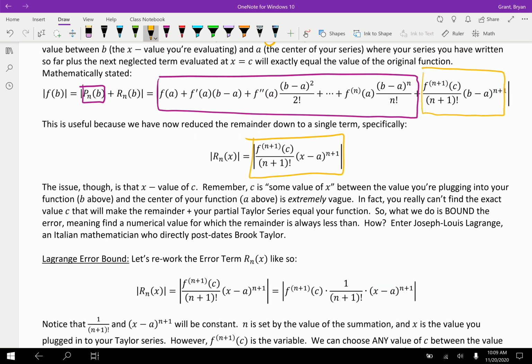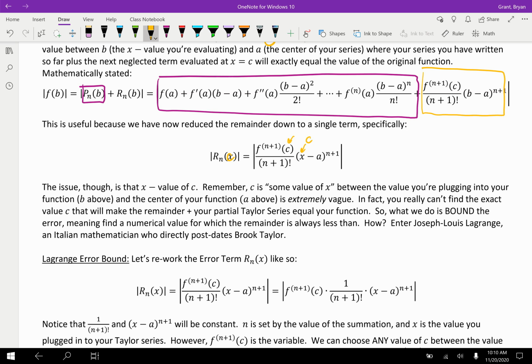Now, there is an issue. And the issue is, cool, we know that the next neglected term will make our original power series add up exactly to the original function, but that is only with a very specific value plugged in, I should say C as well, awkward. So what it's saying then is that we have our next term, and if you plug in the exact perfect value for x, you get exactly what's missing to make the original series equal to the original function. But the problem is, what do we plug in for x to make that happen? And the problem is, we don't know.